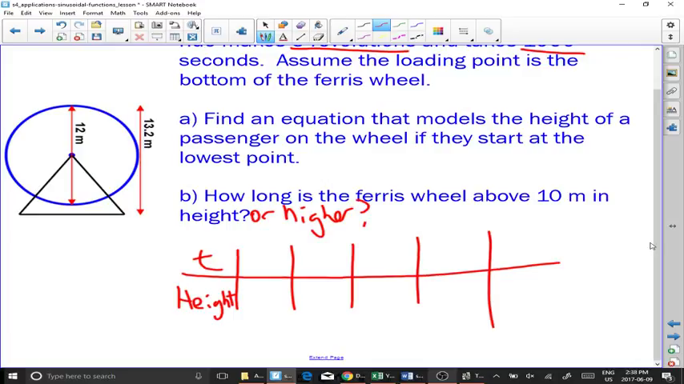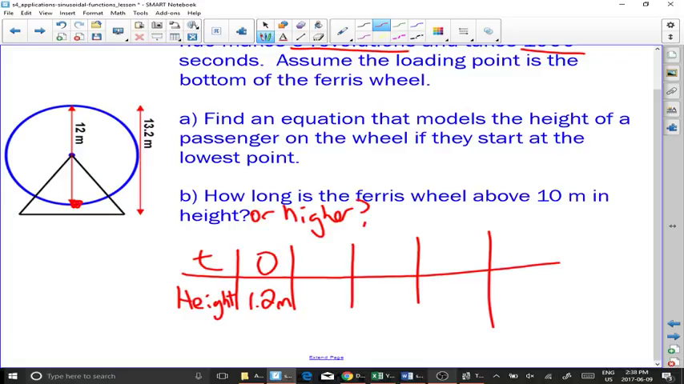So at 0 seconds, when the ride begins, the height is 1.2 meters because it's the bottom of the wheel. And we know that because the diameter of the wheel is 12 meters and the height off the ground from the top is 13.2. So if you subtract those, you get 1.2 meters.